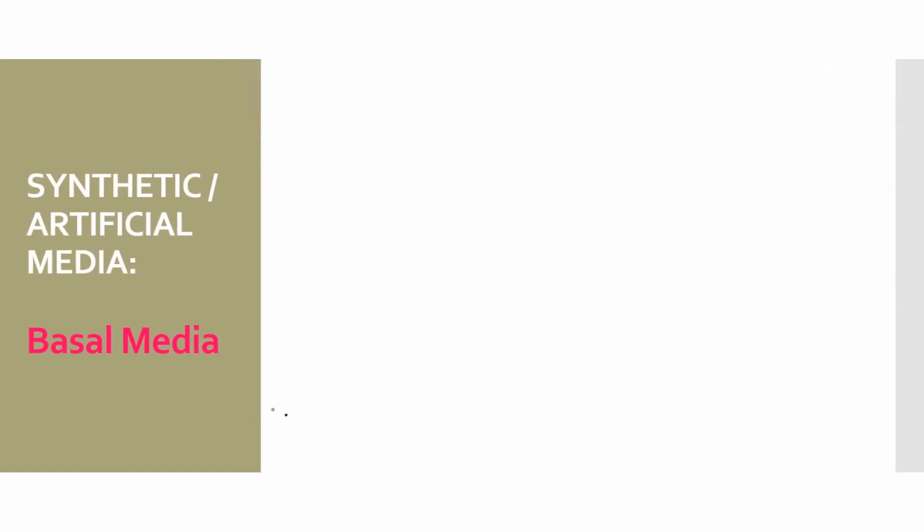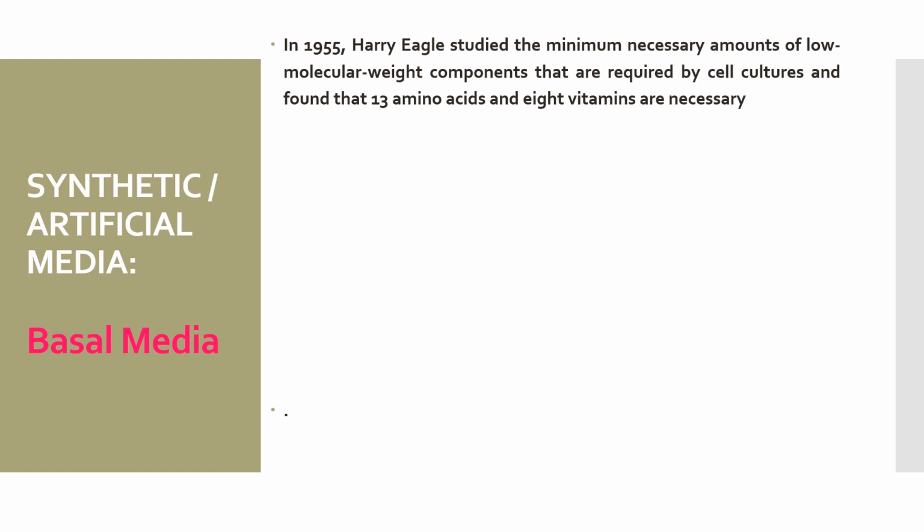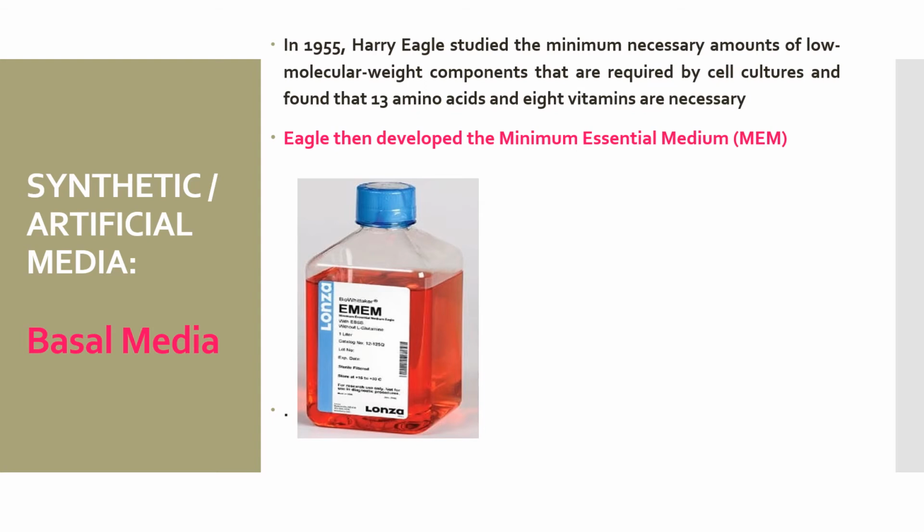In 1955, Harry Eagle studied the minimum necessary amounts of low molecular weight components that are required by mouse L cells and HeLa cells. He used a balanced salt solution with the addition of dialyzed serum and found that 13 amino acids and 8 vitamins are necessary. Eagle then developed the minimum essential medium, MEM, which is composed of the minimum essential components that he identified.